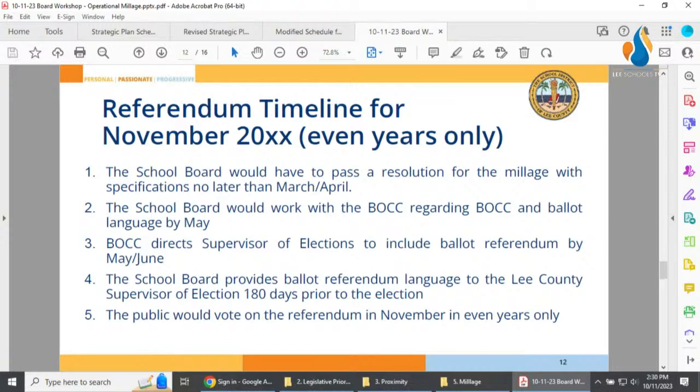Normally 180 days is a good time frame. That is what some of our other sister districts do, but we really have about 120 days to make sure that it gets on the ballot for the election pursuant to what the supervisor of elections has provided. And then in November, the voters will vote on it.